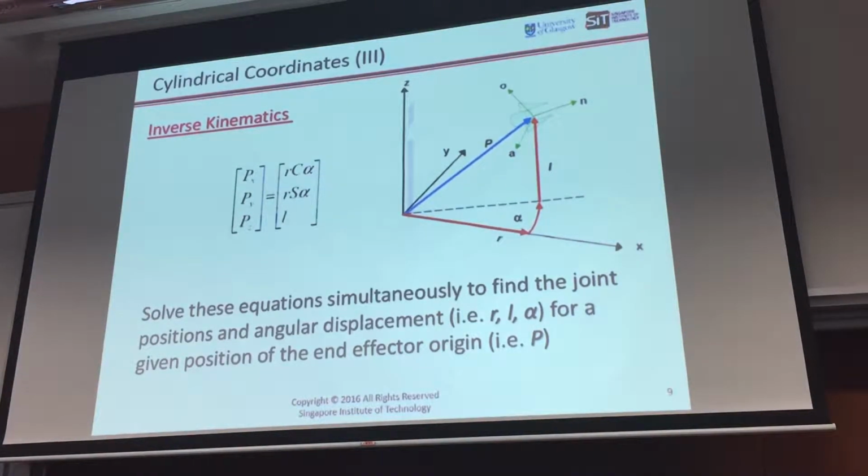What can you do? What is tangent alpha? Sine alpha over cosine alpha, right? Can I rearrange these equations? Let's say I put R sine alpha over R cosine alpha, and this equals Py over Px. Am I making sense so far?